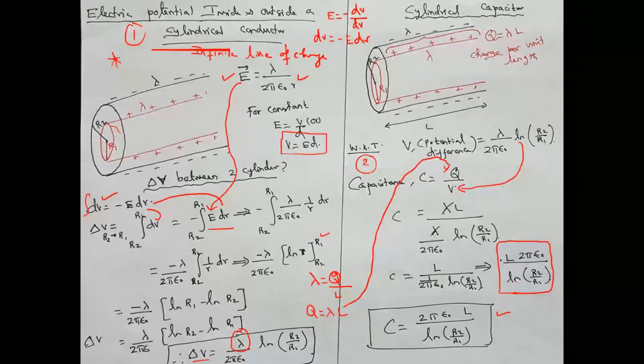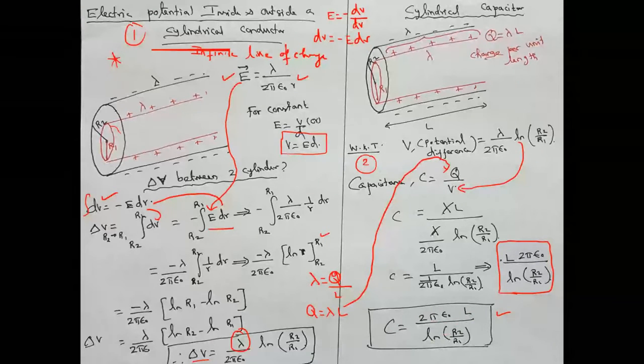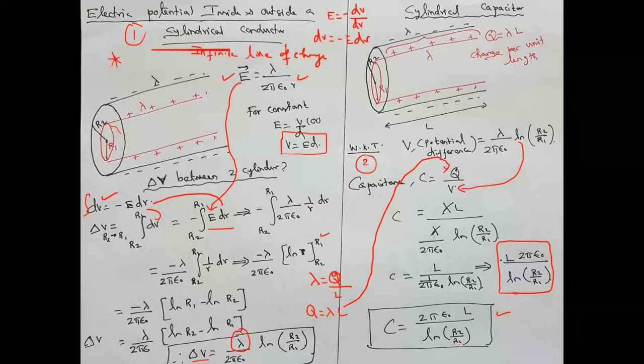Am I right? So the final equation of this cylindrical conductor, the capacitance of the cylindrical conductor, is equal to 2 pi epsilon naught L divided by natural log of outer layer radius divided by inner layer radius. Clear, my dear? But in the exam, we are going to use only the final equation. So we have one problem based on this equation.